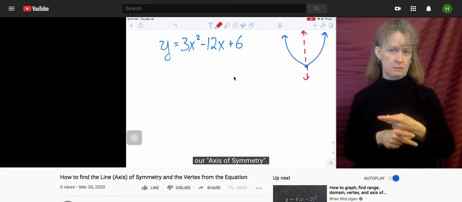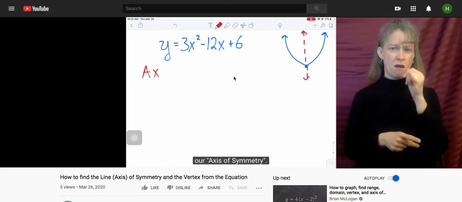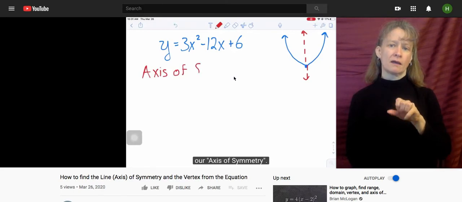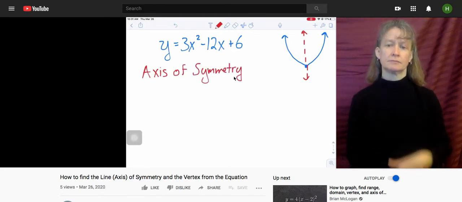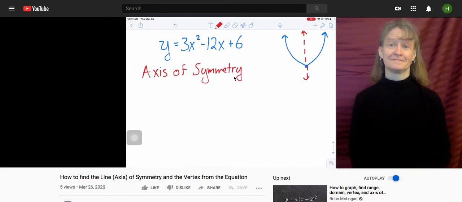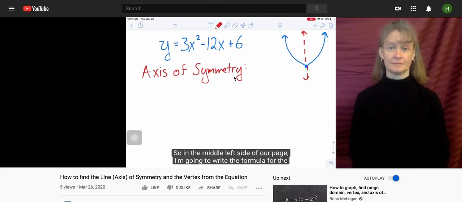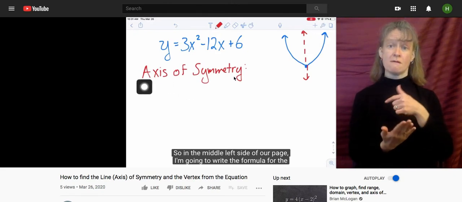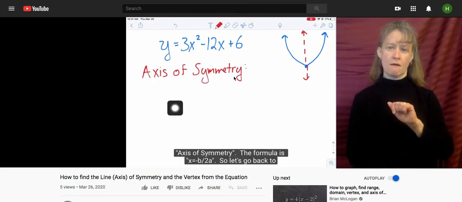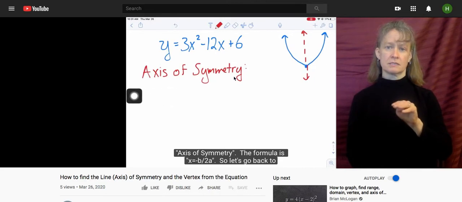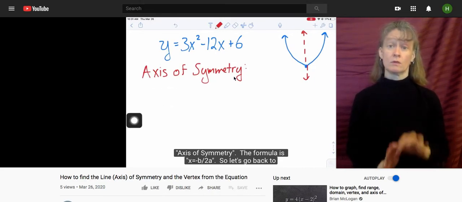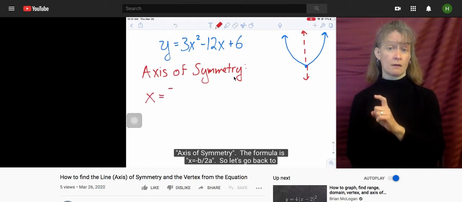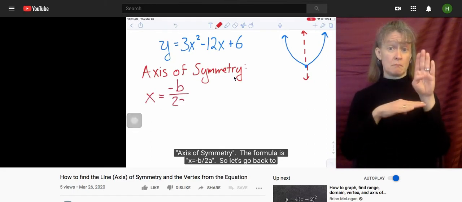which is our axis of symmetry. So in the middle left side of our page, I'm going to write the formula for the axis of symmetry. The formula is x equals negative b over 2a.